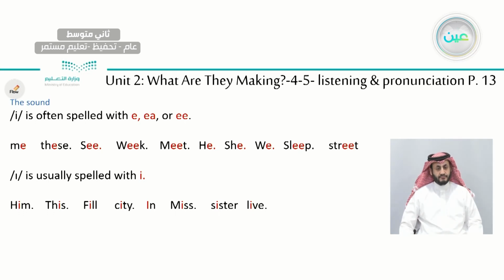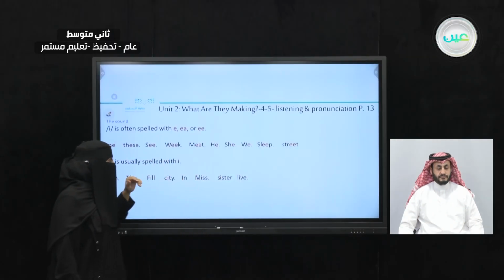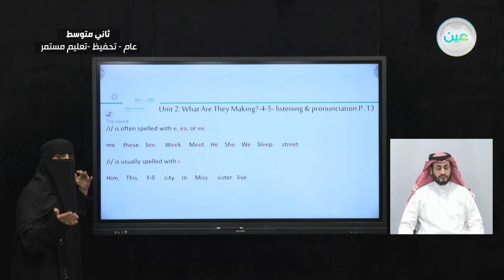The sound E is often spelled with E, E-A, or double E. When you hear this sound, this is how you spell it, either with a single E, or E and A, or double E. The way you pronounce it, like here in me, these, see, week, meet, he, she, we, sleep, street. Excellent. Please practice pronouncing these words after me, okay?